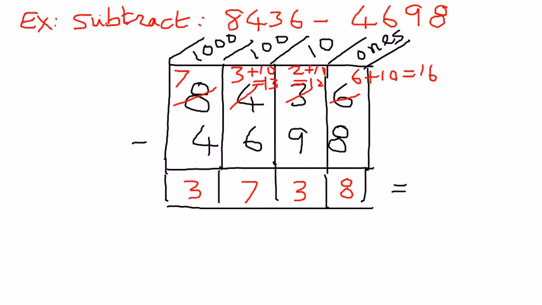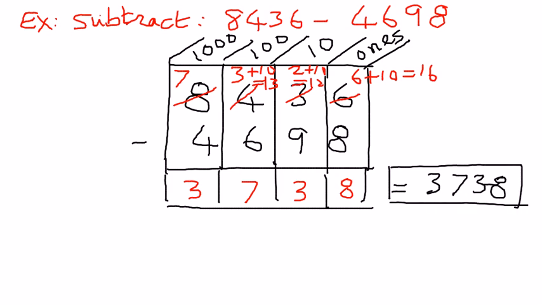So the answer here is 3738. This is our answer, and this is where we want to leave it. This is how we subtract whole numbers. In my next presentation, we shall see how to subtract whole numbers with some more examples.